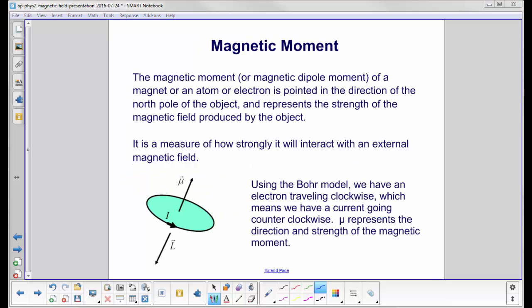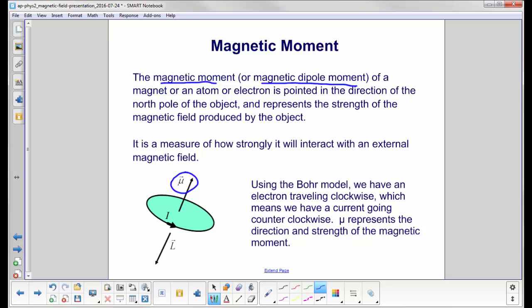We have a name for this north pole of the atom. The magnetic moment, also known as the magnetic dipole moment of a magnet or an atom or electron, is pointed in the direction of the north pole of the object, and that represents the strength of the magnetic field. And the letter for that is mu. It is a measure of how strongly it will interact with an external magnetic field.